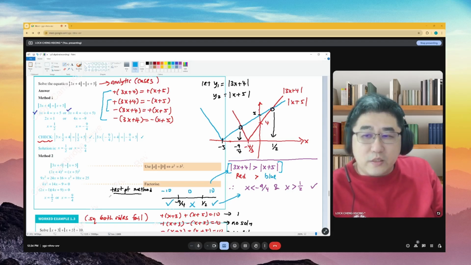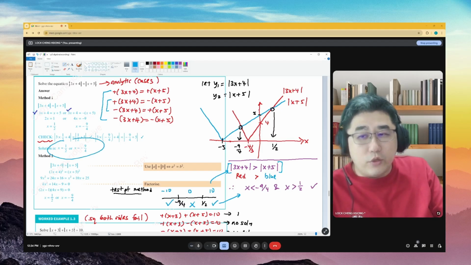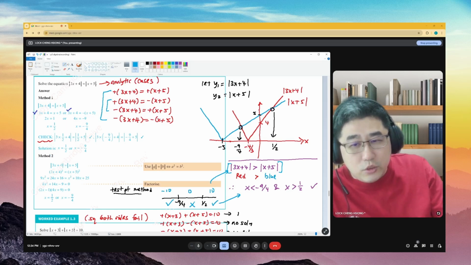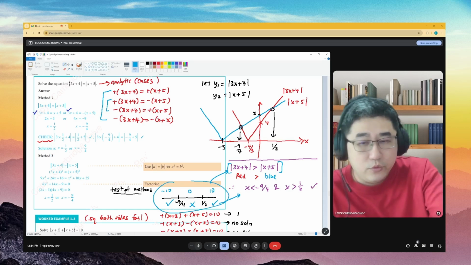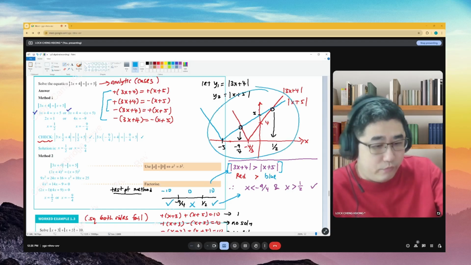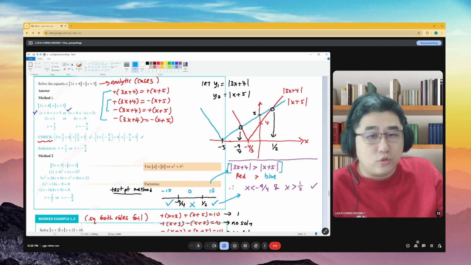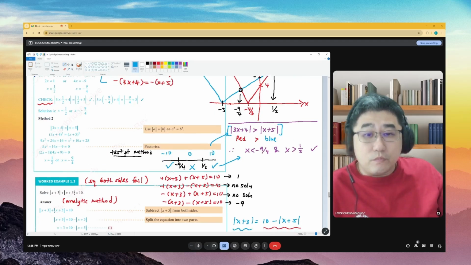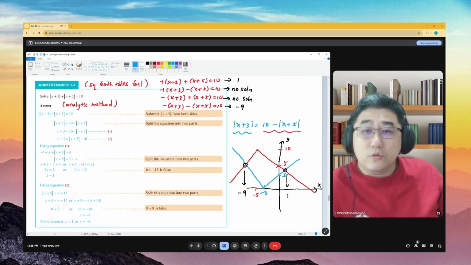So that means in the test point method, the step will be you solve the equation first, then only you apply the test point to see which one actually fulfills the inequality. This is in the event that you don't have the graph. Then you need to know how to actually use your skill to answer the question.